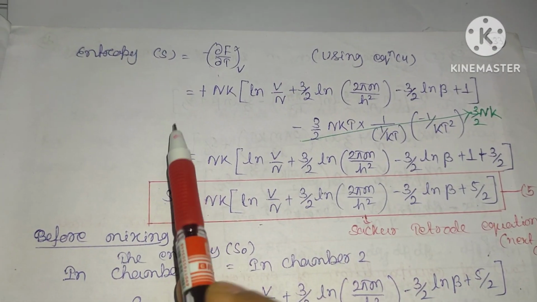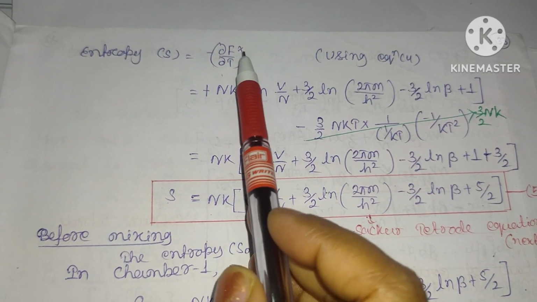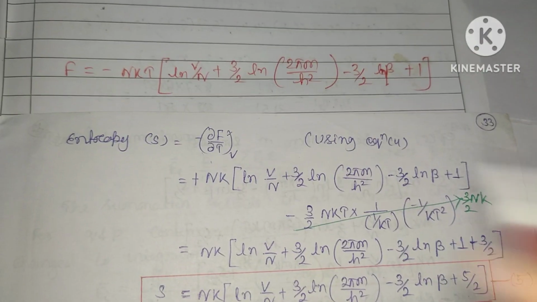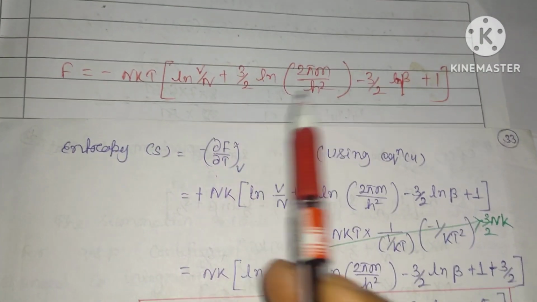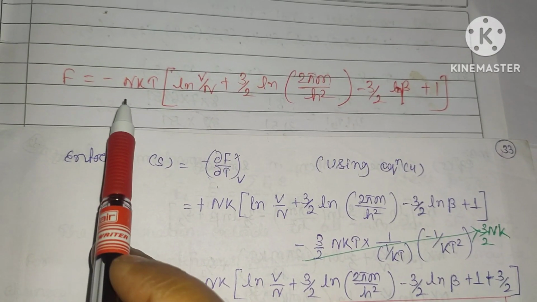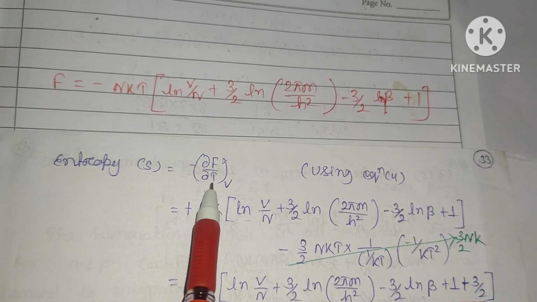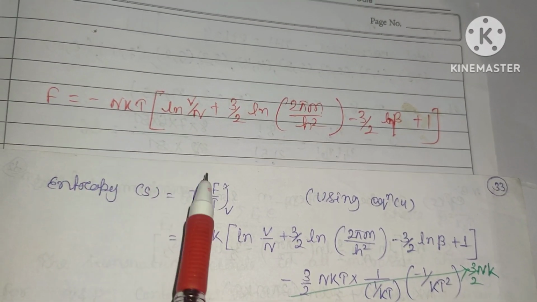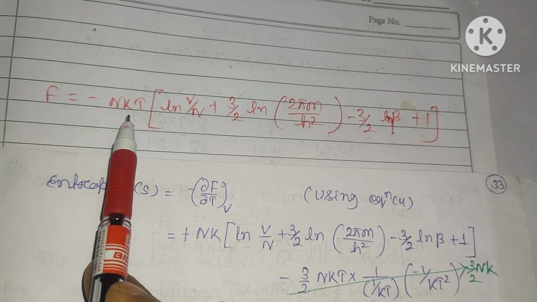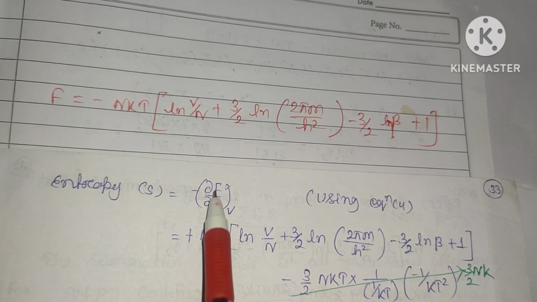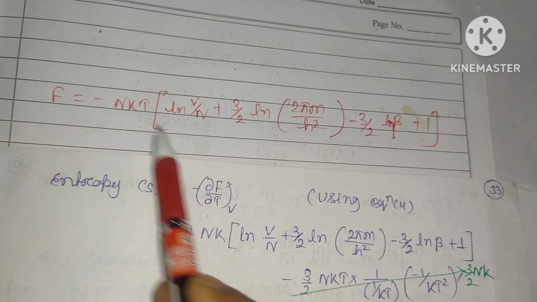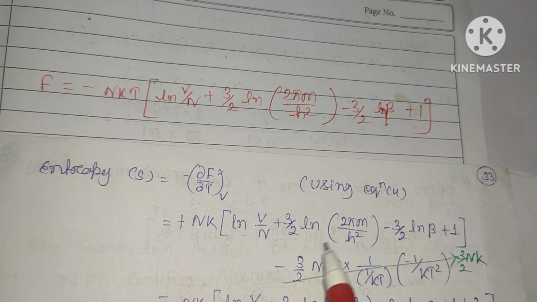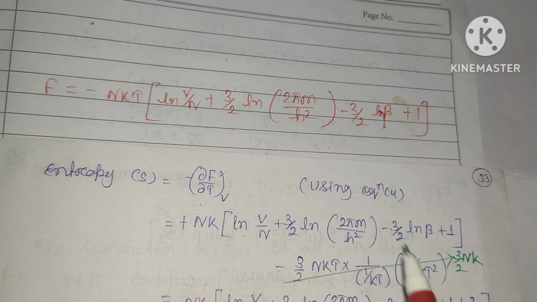Now we can easily calculate the entropy, that is minus dou F by dou T at constant V. From this free energy relation, if you calculate the derivative with respect to temperature, the first term, minus minus becomes plus, will be Nk, since dou T by dou T is 1. So Nk into this much: Nk ln V by N plus 3 by 2 ln 2 pi m by h square minus 3 by 2 ln beta plus 1.